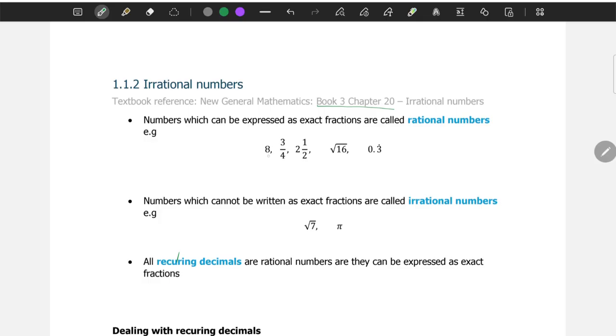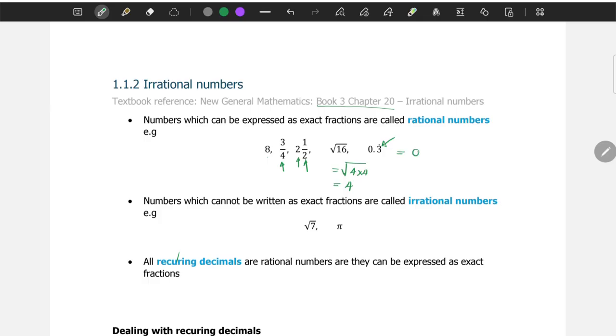For example, 8, which is a whole number, 3 over 4, which is a fraction, 2.5, which is also a mixed fraction because we have a whole number and a fraction, and then square root of 16, because square root of 16 is the same as saying square root of 4 times 4, which is just going to be 4, or 0.3 recurring. When you see this little dot on top of a number, it means it's recurring, which means it's repeated over and over again.